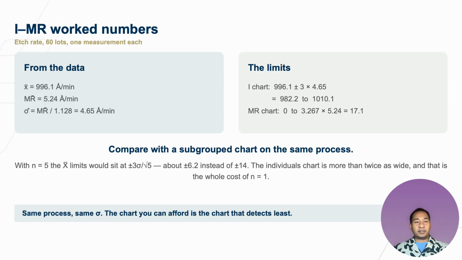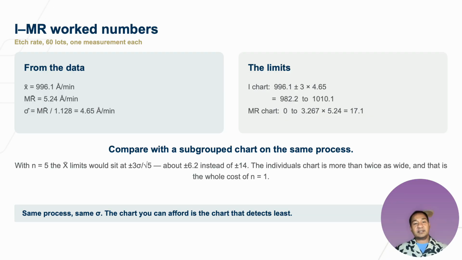The numbers for that chart: X bar is 996.1, MR bar is 5.24, so sigma hat is 5.24 over 1.128, which is 4.65 angstrom per minute. I chart limits: 996.1 plus or minus 3 times 4.65, so 982.2 to 1010.1. That is a band about 28 units wide. MR chart upper limit: 3.267 times 5.24, which is 17.1.